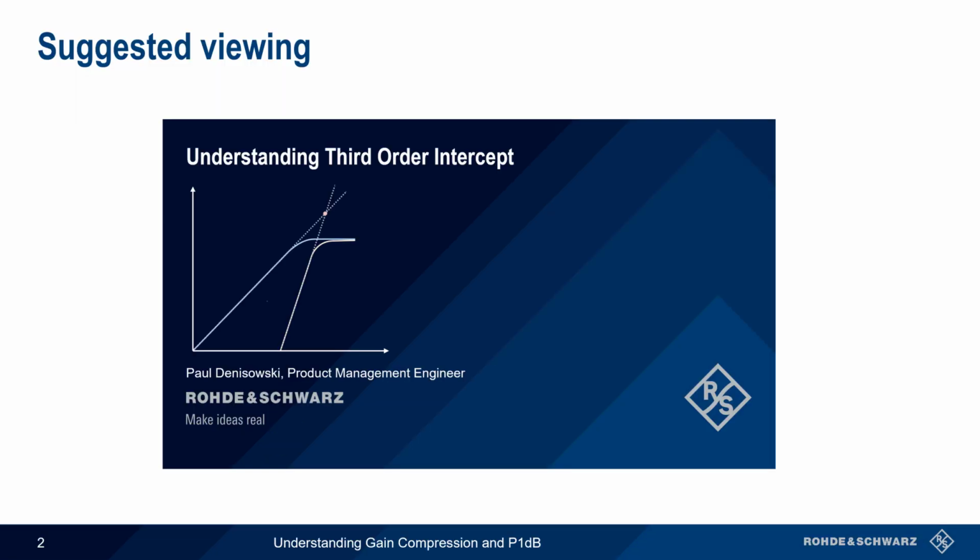Gain compression and P1dB are closely related to third-order intercept. We'll cover this relationship only very briefly in this presentation, so please see the separate presentation, Understanding Third-Order Intercept, if you'd like a more comprehensive introduction to this topic.